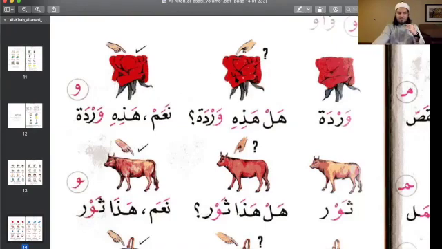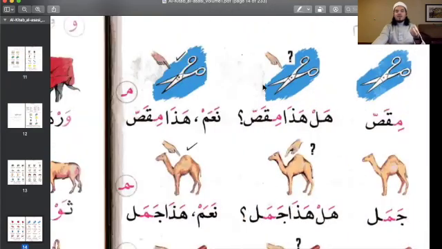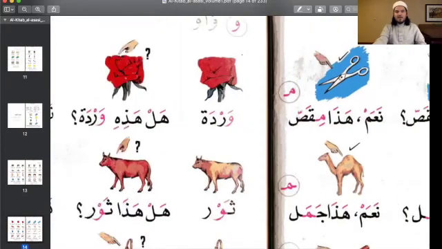So it helps us from making silly mistakes. For example, if I want to say miqas for scissors, I'm not going to say it wrong because I've written it. I know what it looks like. I know what it sounds like. All right, Afif.